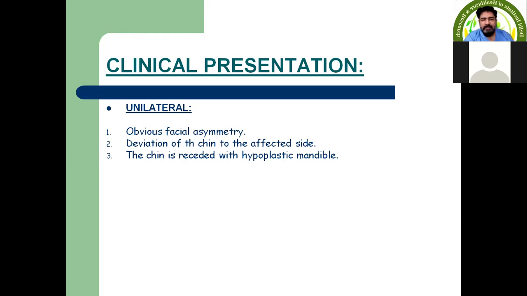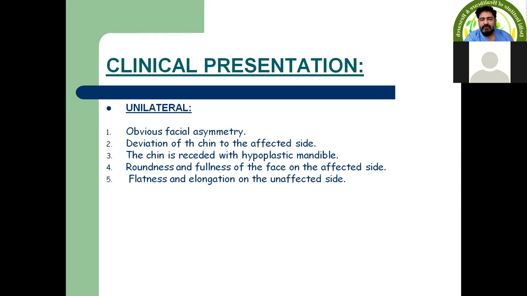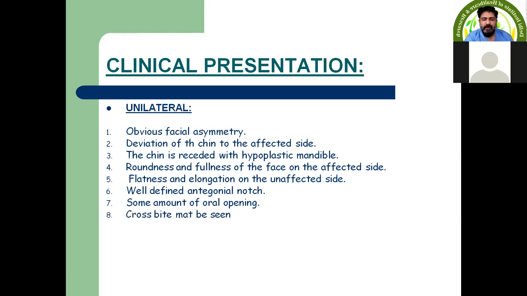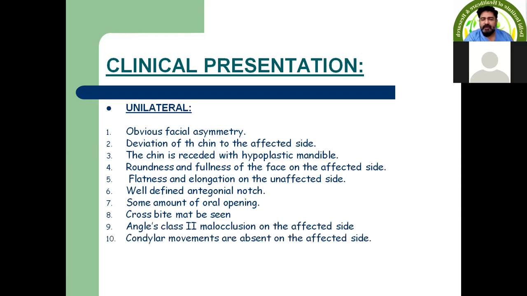Okay. The chin is receded with a hypoplastic mandible. So the roundness and fullness of the face on the affected side, flatness and elongation on the affected side, well-defined antigonial notch, some amount of oral opening, crossbite may be seen, Angle's class 2 malocclusion on the affected side, condylar movements are absent on the affected side.